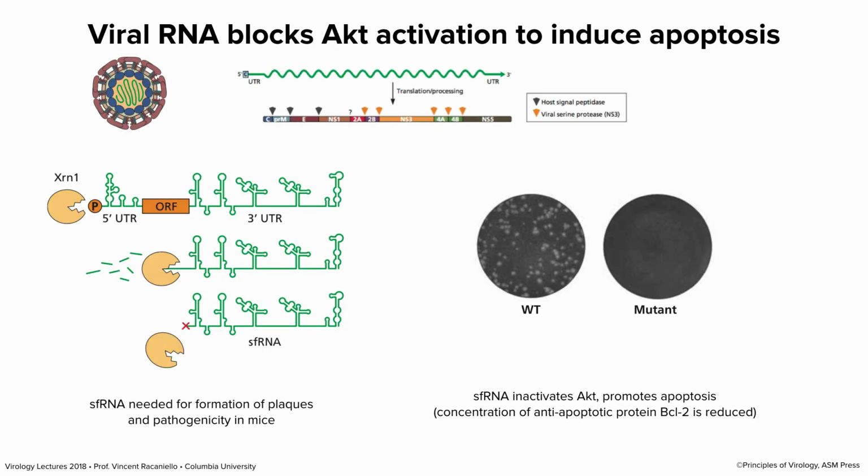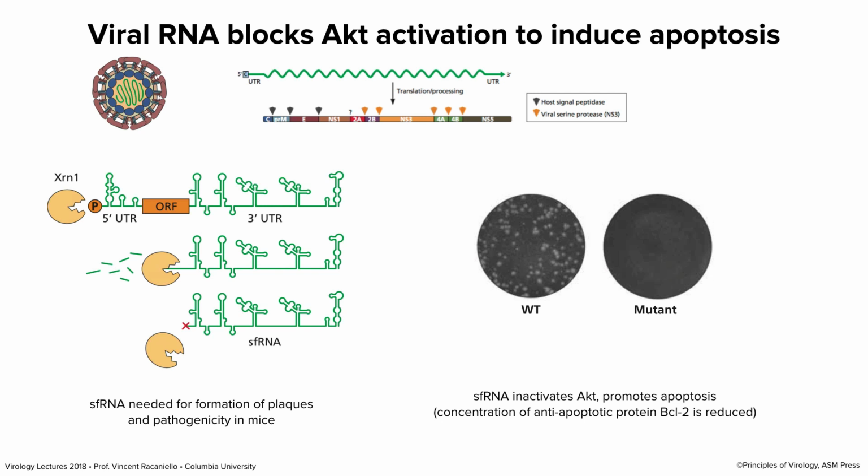We also have an interesting example of how it doesn't have to be a viral protein with activity that affects these signaling pathways. Here's an example of a viral RNA that can block AKT activation to induce apoptosis. So far we've been talking about turning up AKT activation.